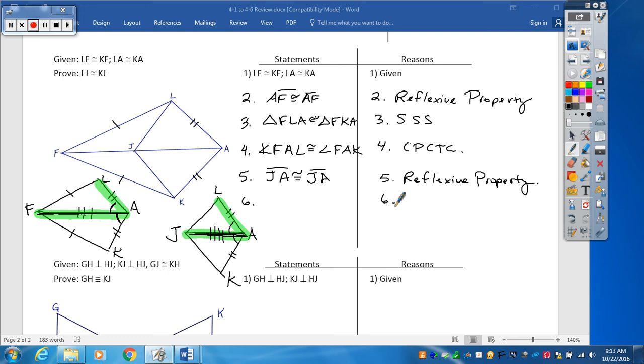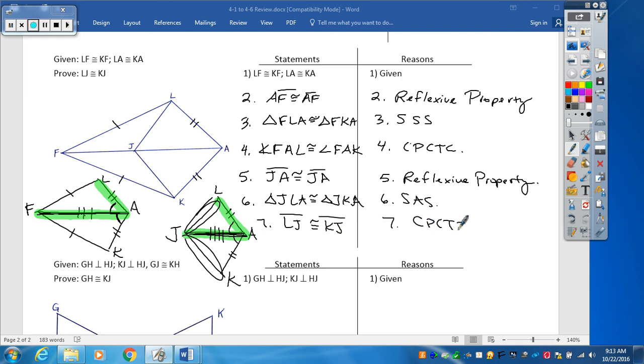I then have congruent triangles by side, angle, side. So triangle JLA is congruent to triangle JKA by side, angle, side. Now that I have those two triangles congruent, would we then know that LJ is congruent to KJ? You better believe it. So LJ is congruent to KJ by CPCTC.